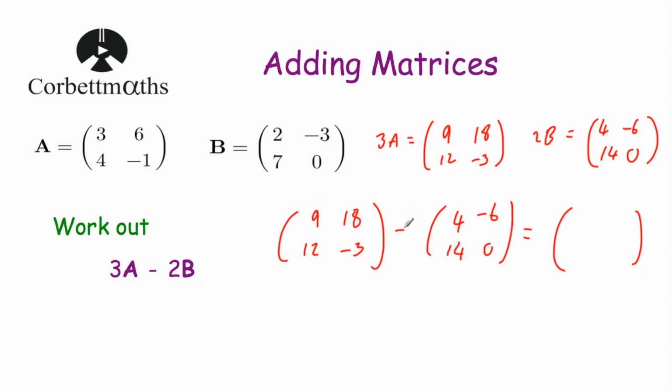So 9 take away 4 is equal to 5. We've then got 18 subtract negative 6. When we subtract a negative, we're adding it on, so we're going to do 18 plus 6, which is 24. We've then got 12 take away 14, and 12 take away 14 is negative 2. And finally, the bottom right, we've got negative 3 take away 0, and negative 3 take away 0 will be negative 3. And that's it.